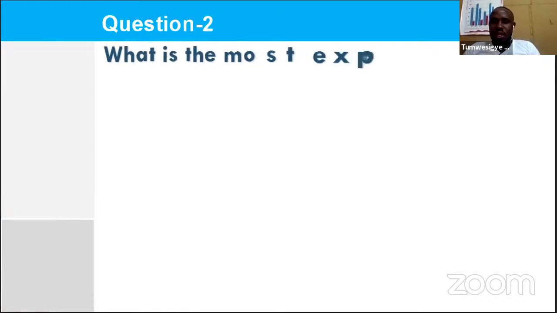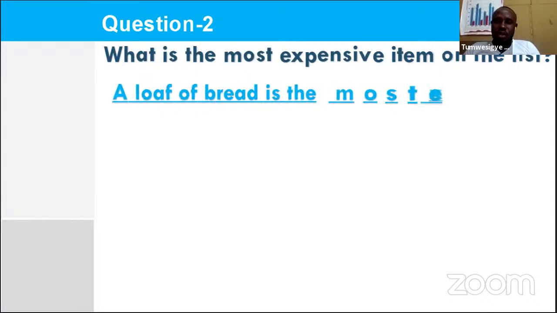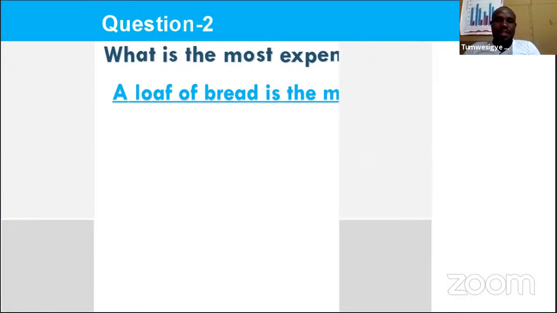Okay, then we looked at question 2. In question 2, we asked what is the most expensive item on the list? And when we looked at the list, we saw that bread, a loaf of bread, is the most expensive item. Okay, then let's go next.